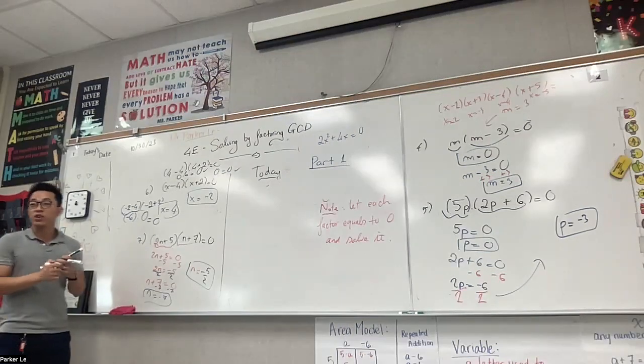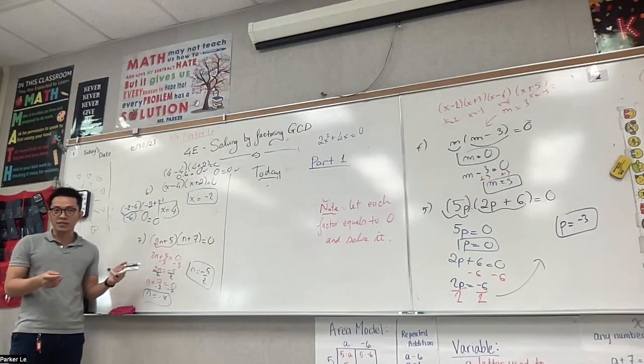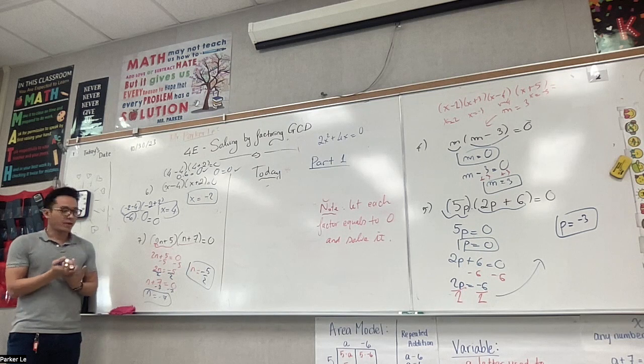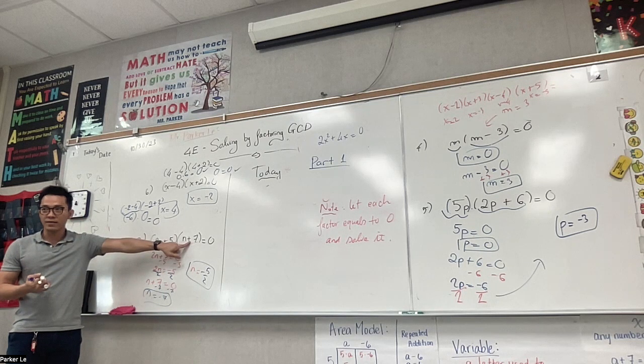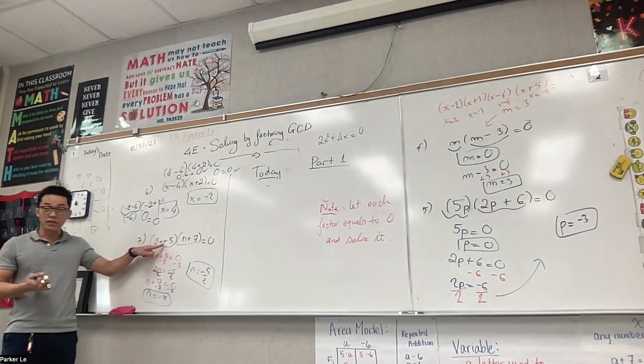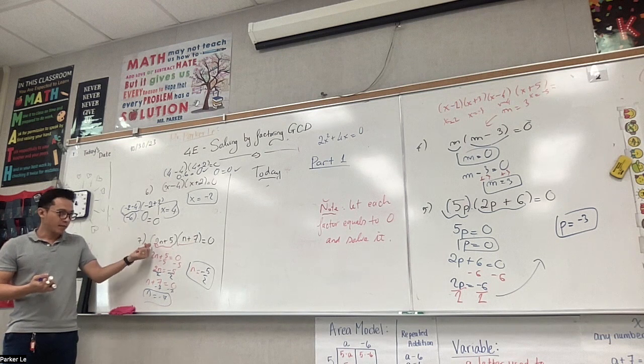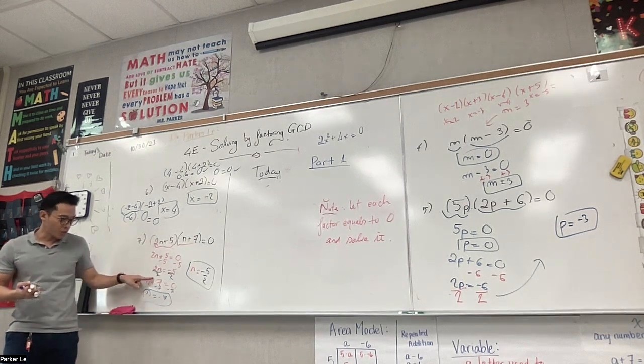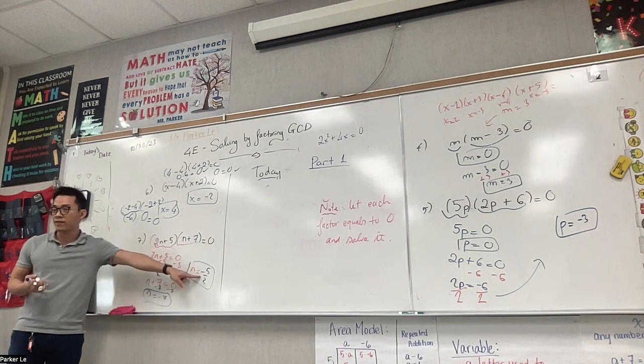So if you want your shortcuts, how do you want to do this? You flip the sign over here, right? It's a +7, it becomes -7. You also flip the sign over here, +5 becomes -5. But because you have some number on the front, you need to divide it. Yeah, exactly, because you have 2 here, you need to divide by 2 and you got -5 over 2.